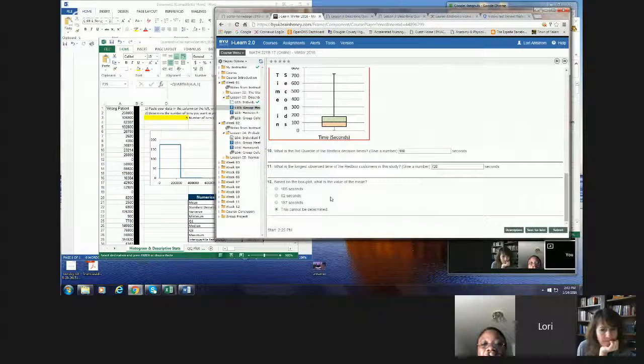On the homework quiz, you're going to see a question or two that says, what's the value of the mean? And it'll be that you can't determine that, because this is the median, but not the mean. They're trying to slip you up there.